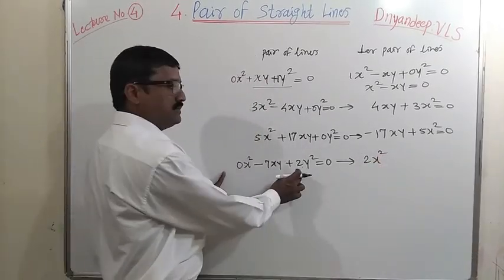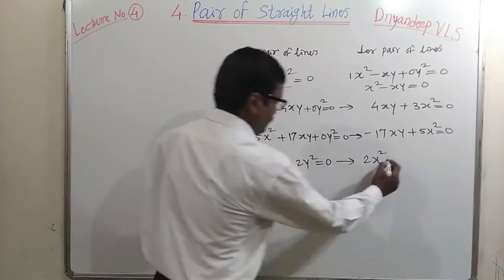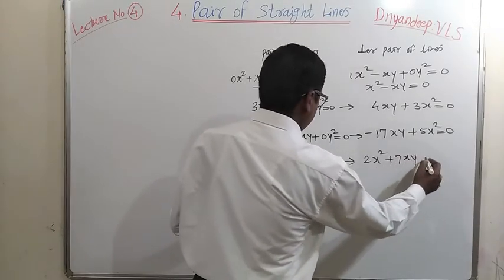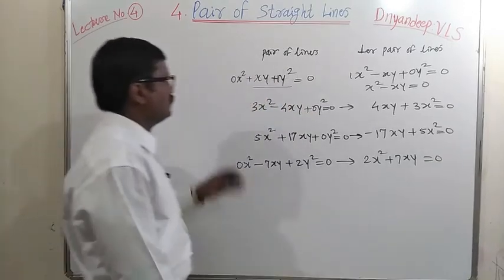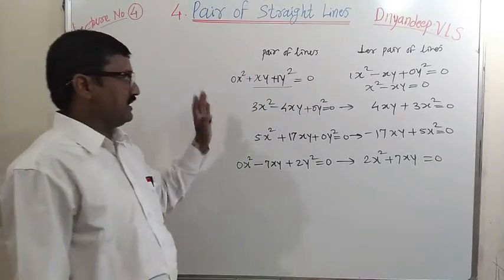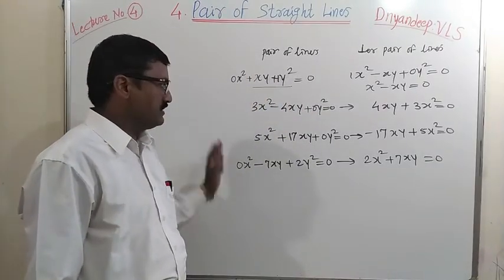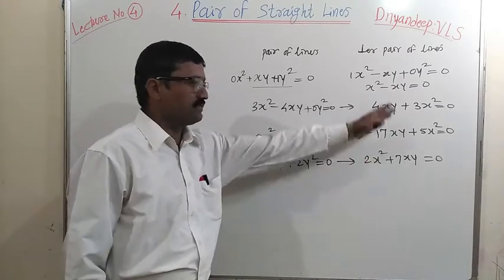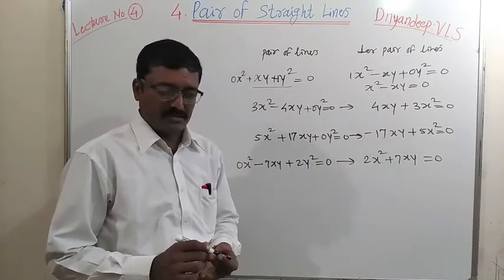Both are positive, same, so change this, plus 7xy equal to 0. You can check your answers by finding the actual perpendicular lines and their combined equation. The answers will be these. Okay, let us see the next one.